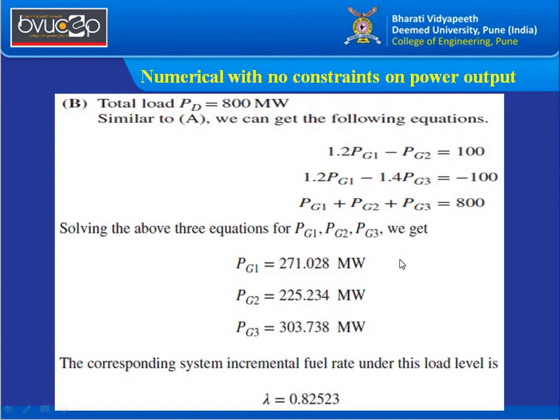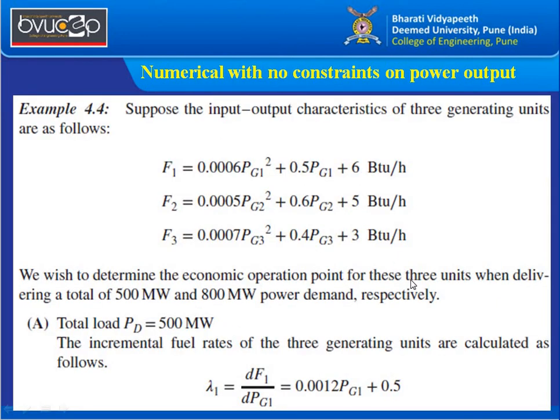Let us go back to 4.4. I will just explain how it is considered. The three input-output characteristics that we have considered are F1 = 0.0006 PG1 squared + 0.5 PG1 + 6 BTU per hour, F2 = 0.0005 PG2 squared + 0.6 PG2 + 5 BTU per hour, and F3 = 0.0007 PG3 squared + 0.4 PG3 + 3 BTU, and it is satisfying the demand for 500 and 800 megawatt respectively. So the equation and the power output that we are keeping the same.